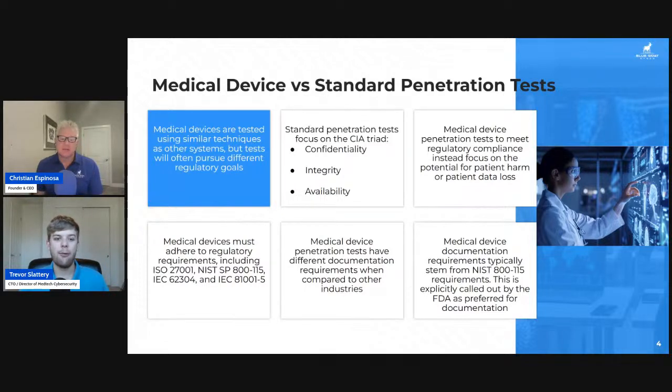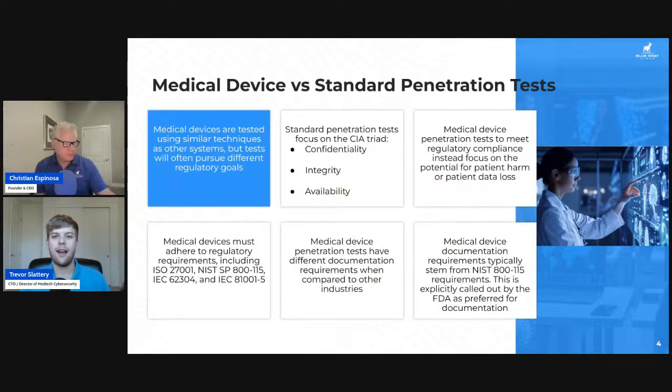Now, in addition to that, we have IEC 62304 and IEC 81001-5. These are more focused on the general life cycle of cybersecurity in a medical device, with 62304 being focused on general medical device lifecycle, software development, product development, security baked in.